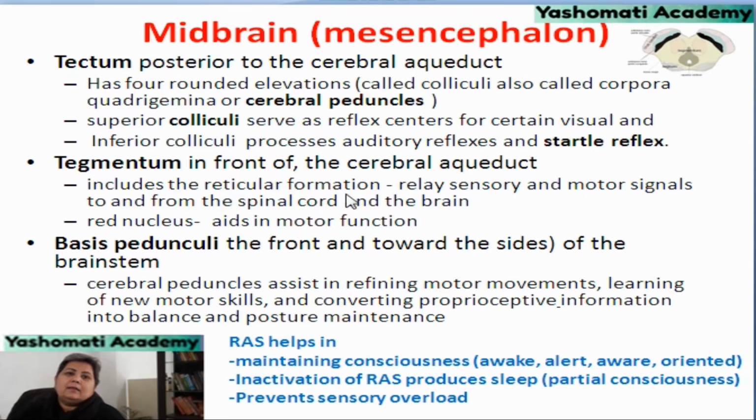The reticular activation system is that part of the brain which relays sensory and motor signals to and from the spinal cord to the brain. So, whatever information has to come from the spinal cord to the brain will be passing through this center. And the function of this center is that it filters out all unnecessary or not so useful information and helps the brain in concentrating.